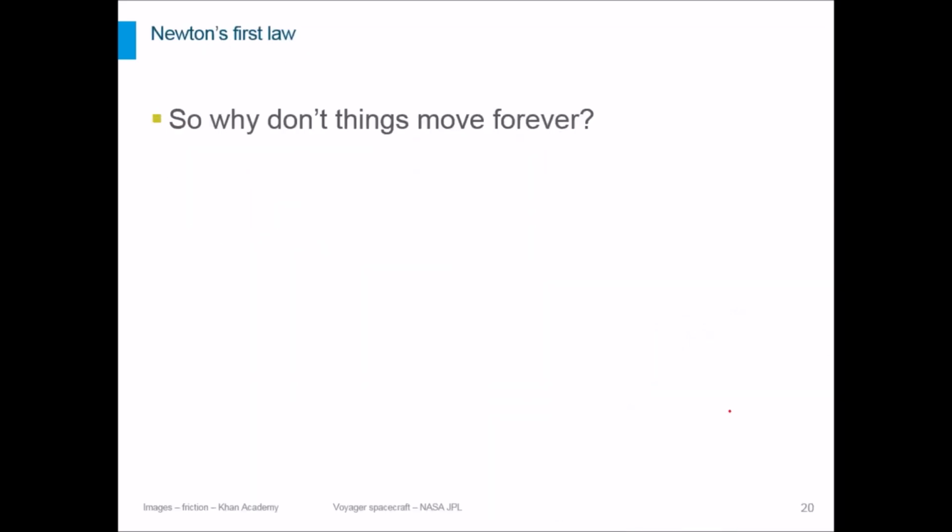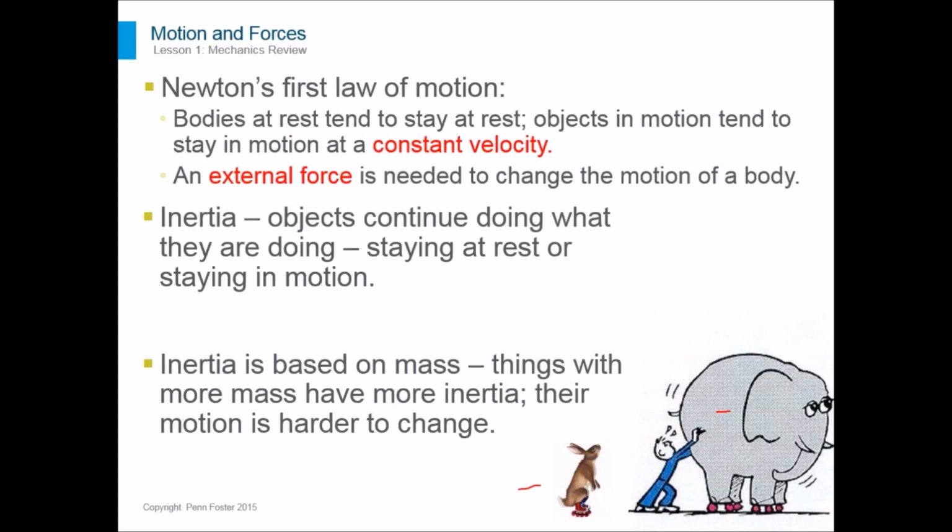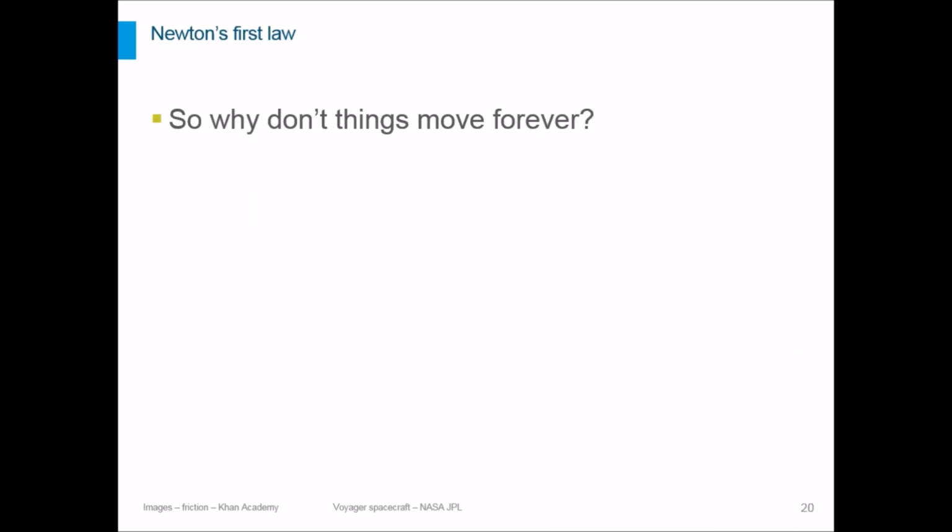So you might say, well, wait a minute. You just told me objects in motion stay in motion at a constant velocity, but that's not what I see. When I see things on Earth, they don't stay in motion forever. If I roll a ball across the floor, it's going to slow to a stop. If I push an object across the floor, it's going to slow to a stop. If a car runs out of gas, it's going to slow to a stop. Why don't things keep moving forever? You just told me Newton's law was that they will.